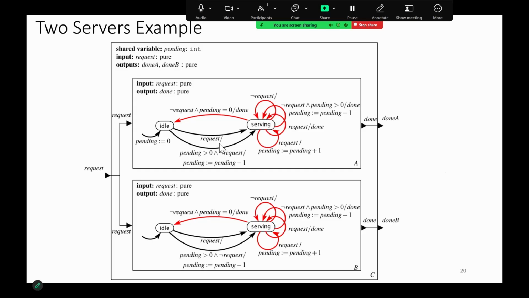Which one? From idle to serving? Yeah, if you are at idle and you receive the request, you start serving the request. You mean this one?